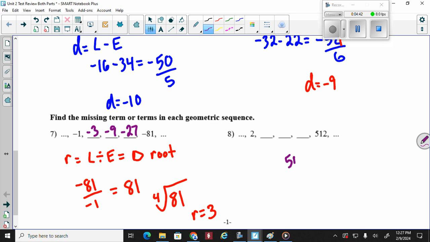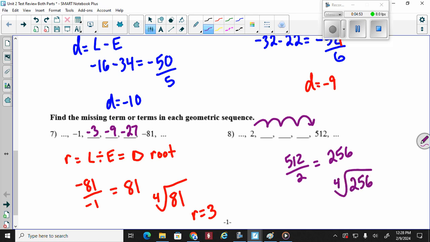All right, 512 divided by 2. I believe that's 256. And it's 1, 2, 3, and 4. The fourth root of 256, which is 4. All right, so r is equal to 4. 8, 32, and then that's 128. All right.